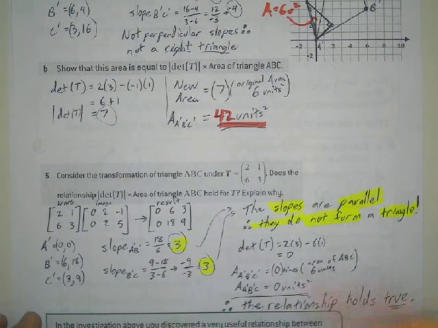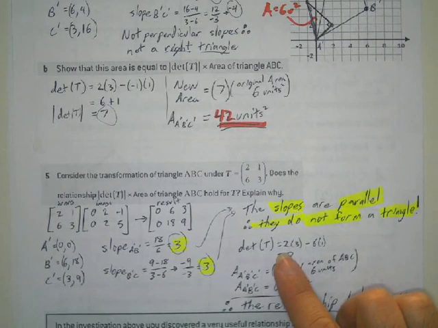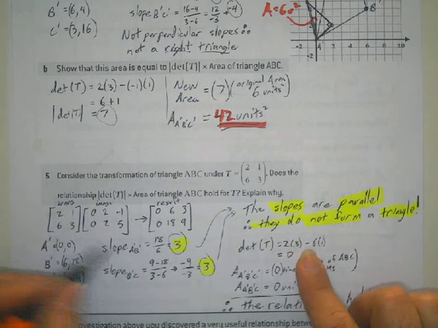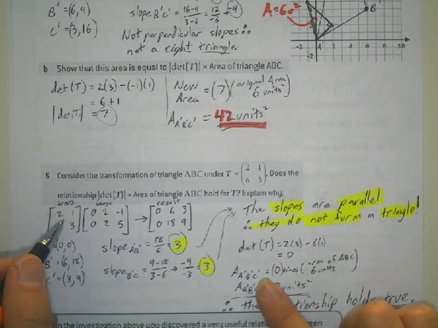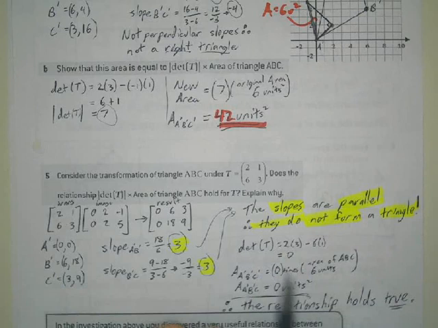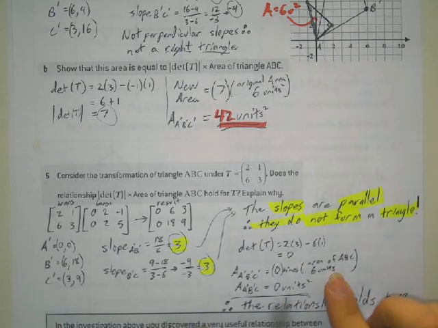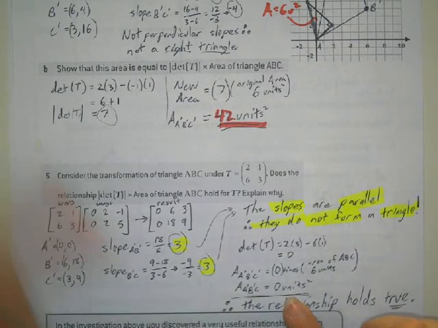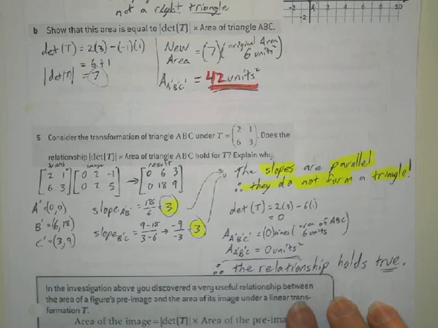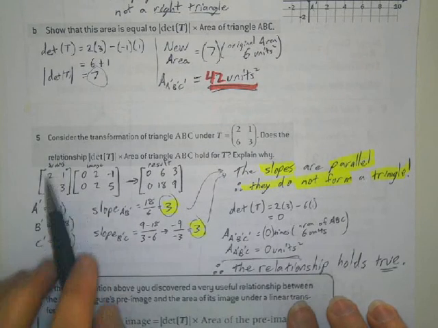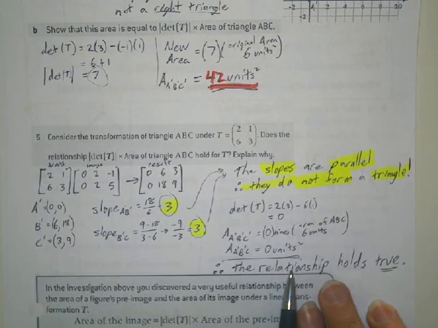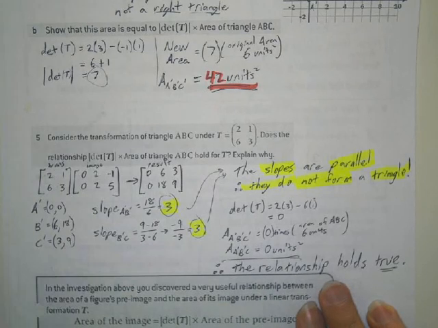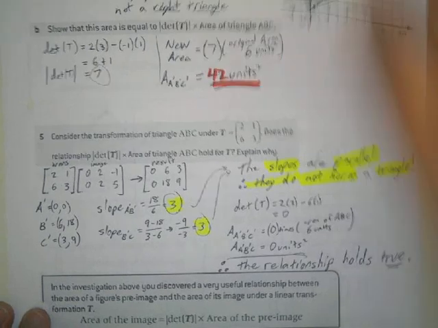Okay, we didn't bother drawing this graph, but this does not form a triangle, because how can you have a triangle if two sides have the same slope? Now let's take the determinant of our matrix. I've got 2 times 3 minus 6 times 1, which gives me 0. So if my area is the determinant times the original area, my new area is 0 units. Therefore, the relationship does hold true. The determinant times the original area will give you the area of the final shape. In this example, the area is 0. Ooh, ha ha ha! Perfect for Halloween.